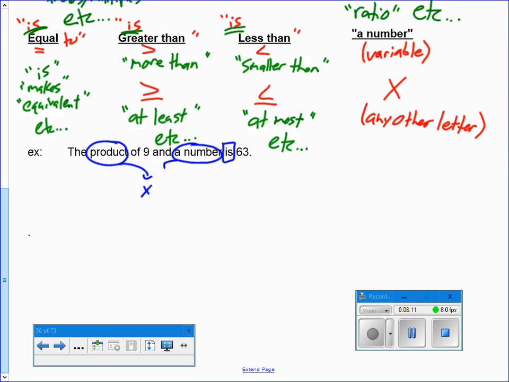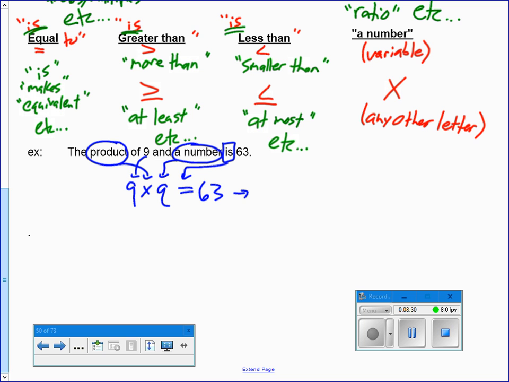Alright, a number means it's a variable, so I can pick whatever I want. So let's call it Q. Is means equals. Alright, and there's 9. That starts our sentence. So 9 times Q equals 63.